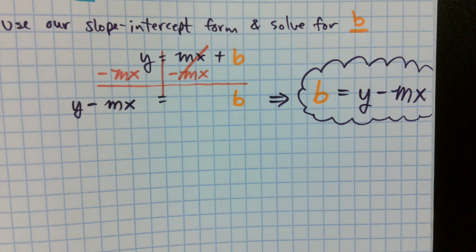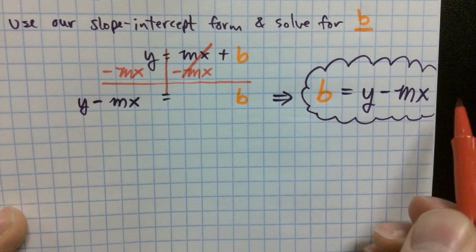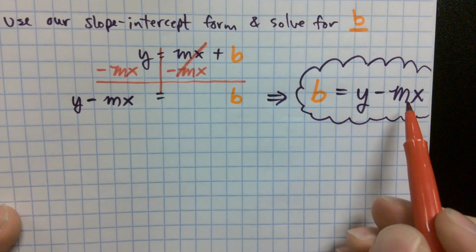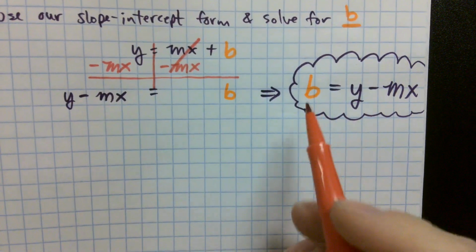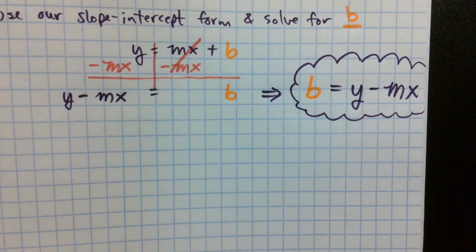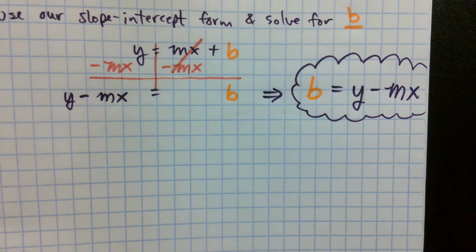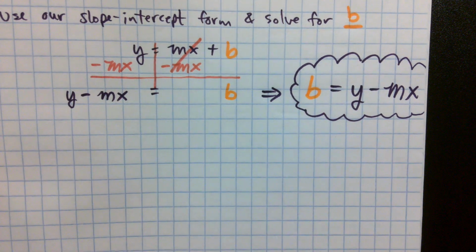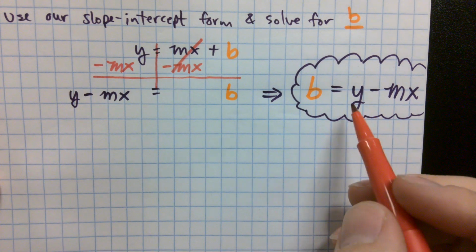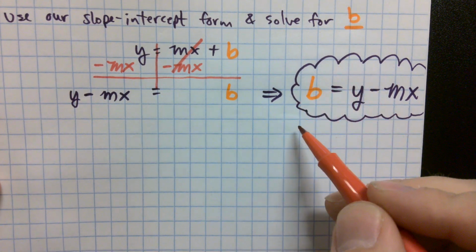So it's no longer in the order of yo mama's ex-boyfriend. It's in the order of boy yo mama's ex. Okay, b, y, m, and x. And instead of adding, we're subtracting. So just think boy yo mama's ex, and then whatever you would think of about your mother's ex, right? So b is equal to y minus mx. This way, we have b all alone.